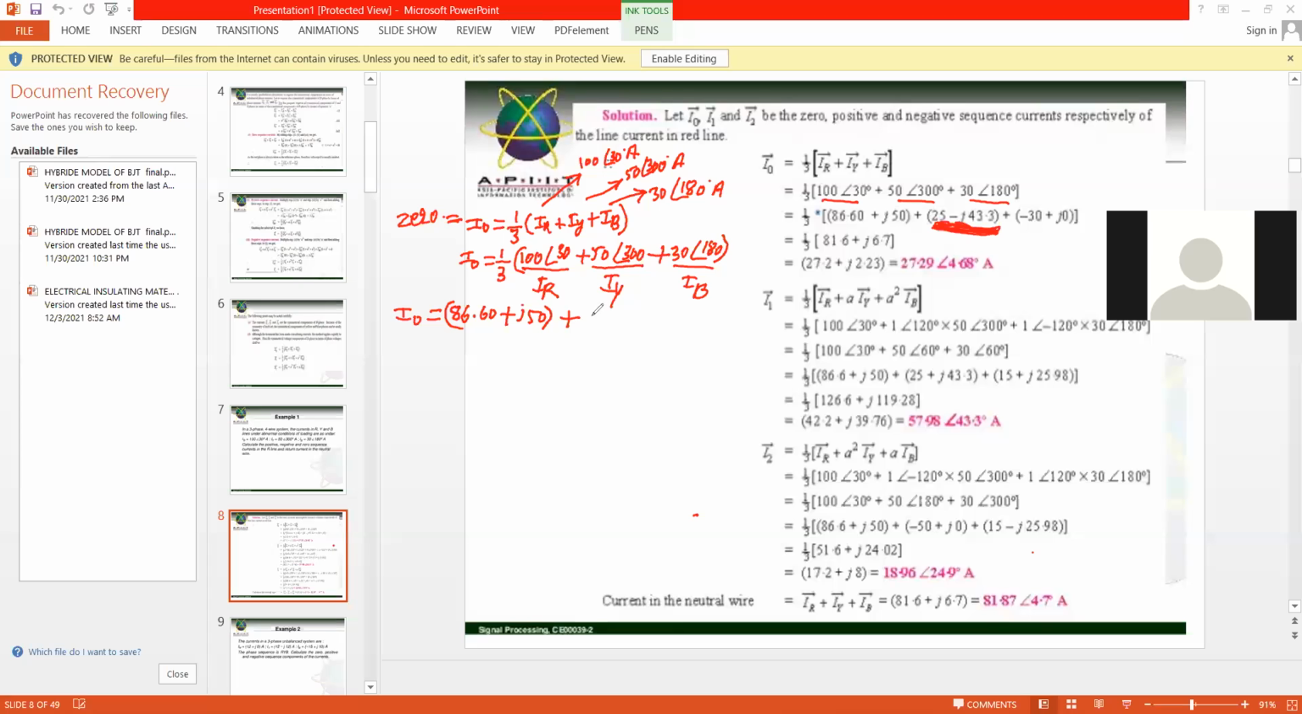So next, after getting the conversion from polar to rectangular of 50 ampere at an angle of 300 degree, in bracket here 25.